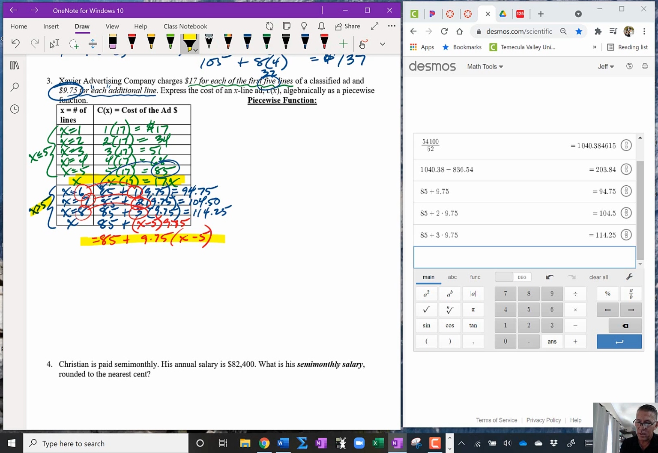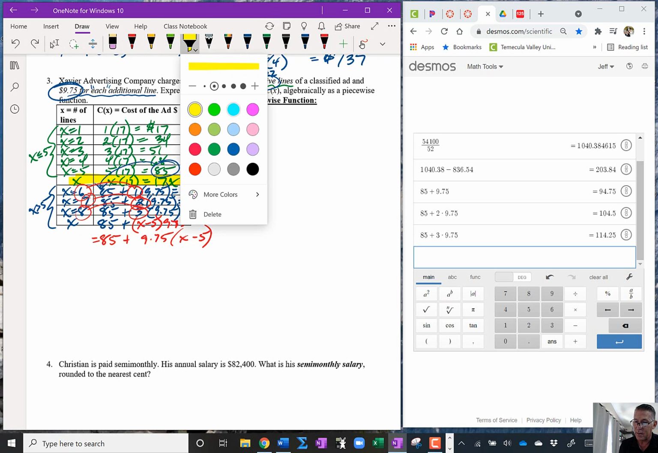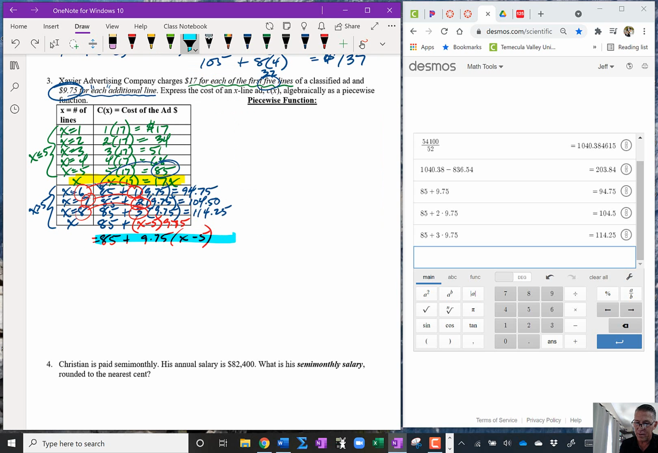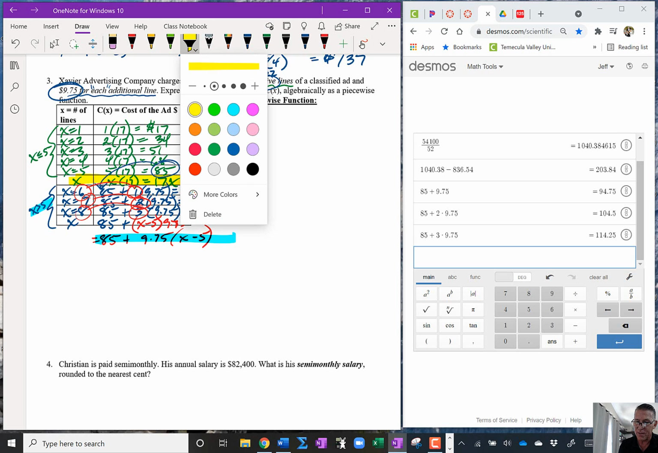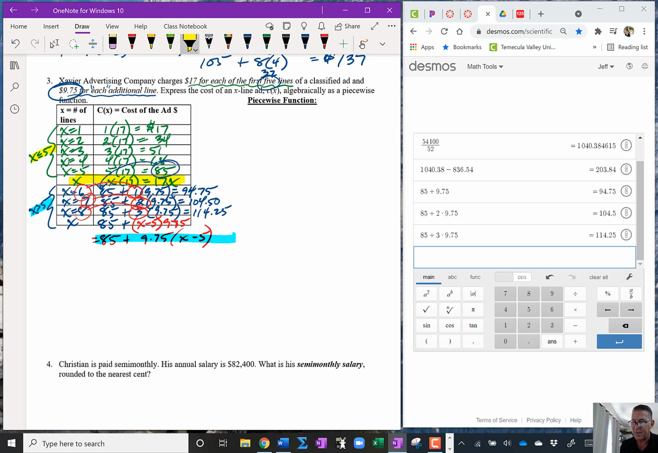That's when you're greater than 5. So when you're less than or equal to 5 right here, you're 17 times whatever x is. When you're greater than 5, you're in the second part. So the piecewise function is a 2-part function, okay? Is equal to 17x, 17 times whatever x is, if x is less than or equal to 5.